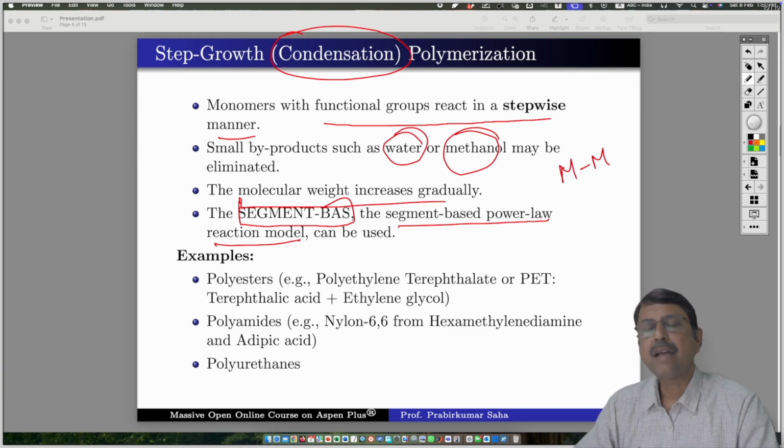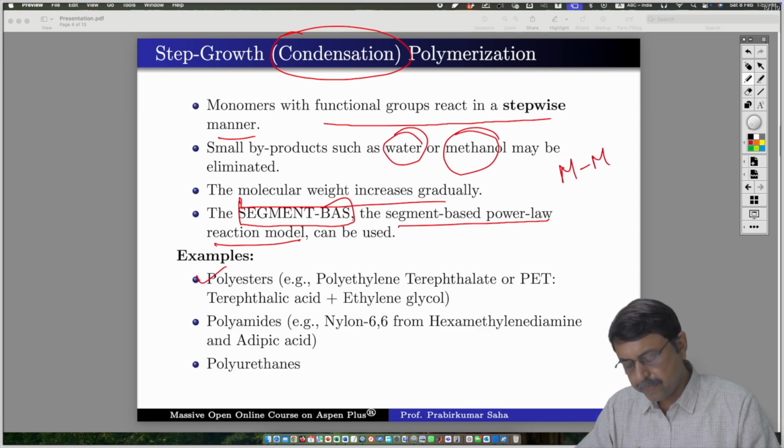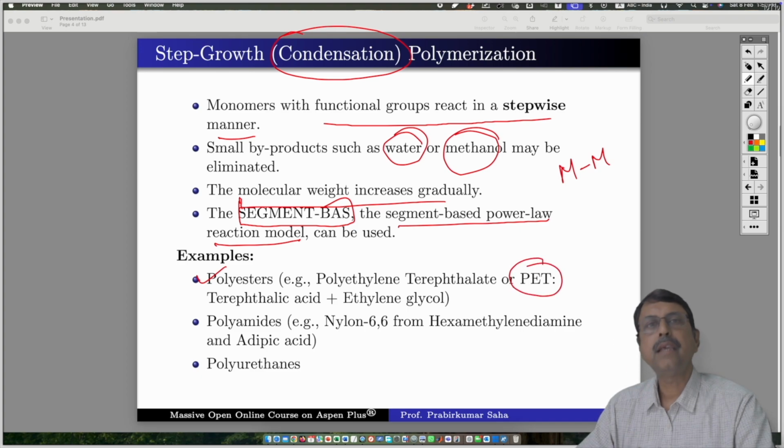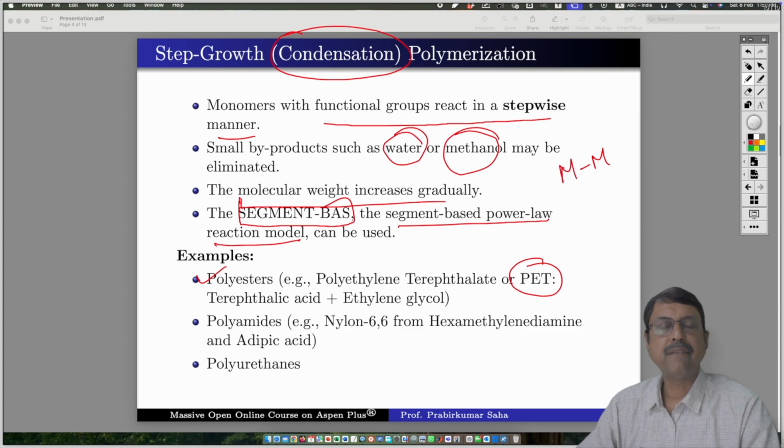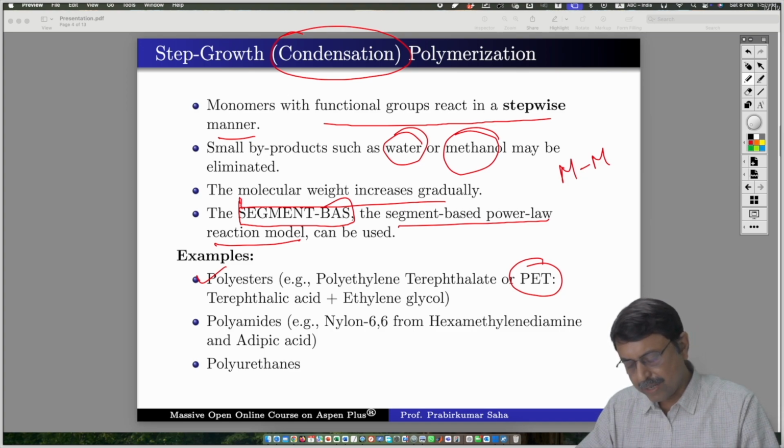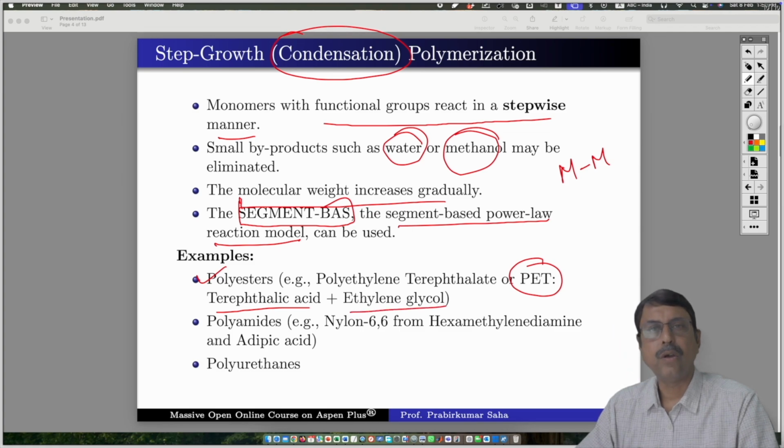Now there are several examples of step growth polymerization. One is polyester, that means polyethylene terephthalate or PET. You will get PET plastic bottles. It is commercially available everywhere because soft drinks or mineral waters are sold in PET bottles. So how is this PET generated? It is by reacting terephthalic acid and ethylene glycol. So this is a step growth polymerization reaction.